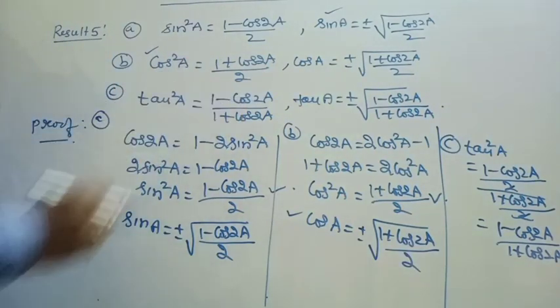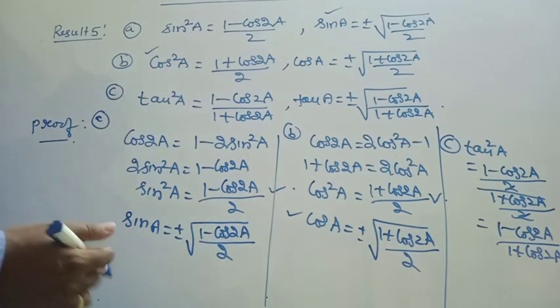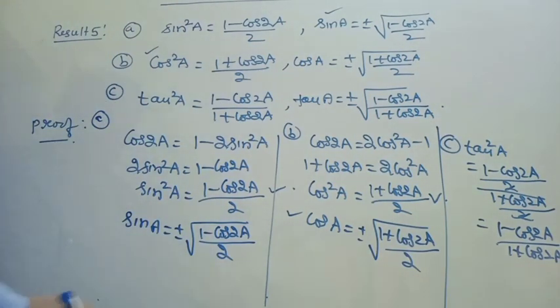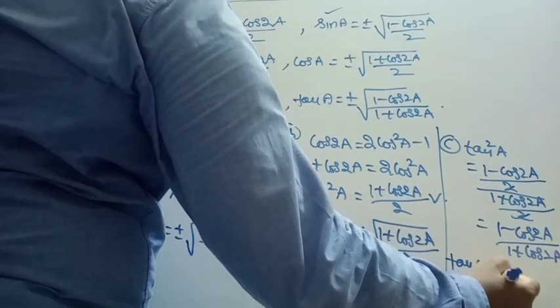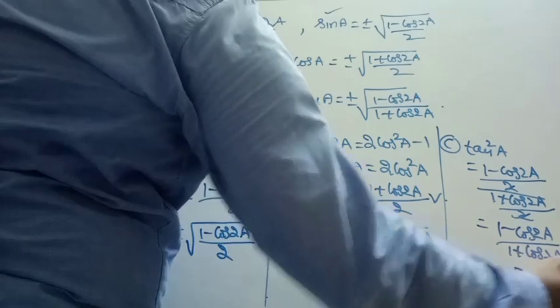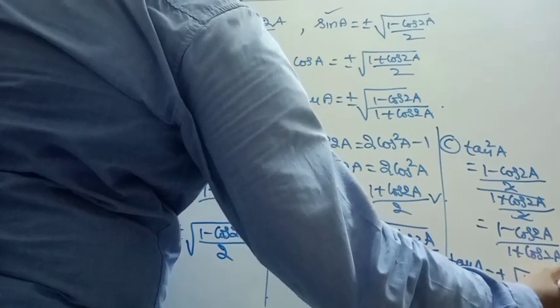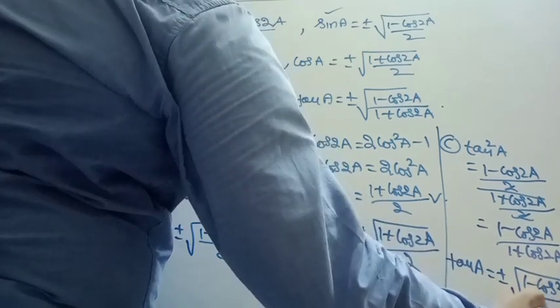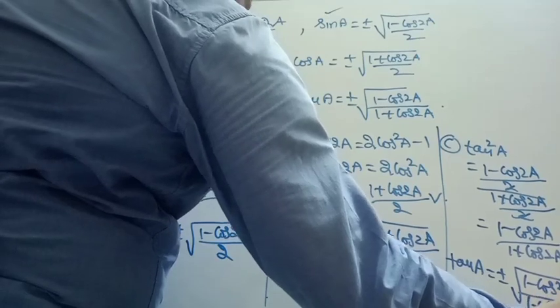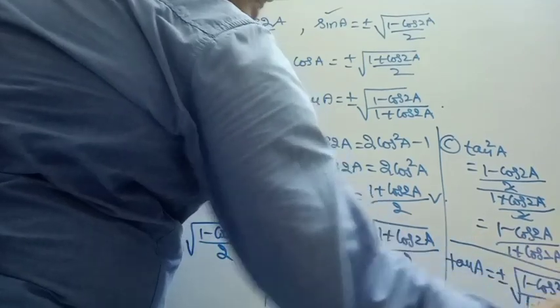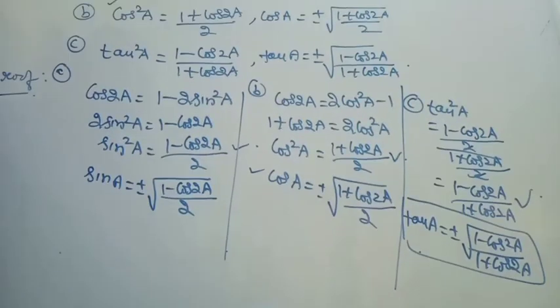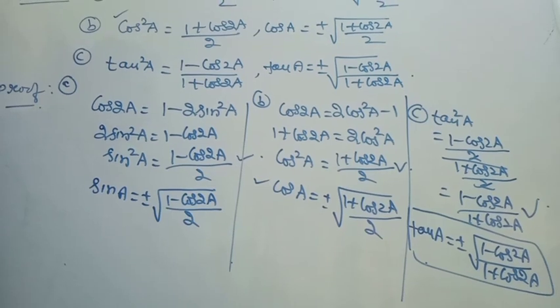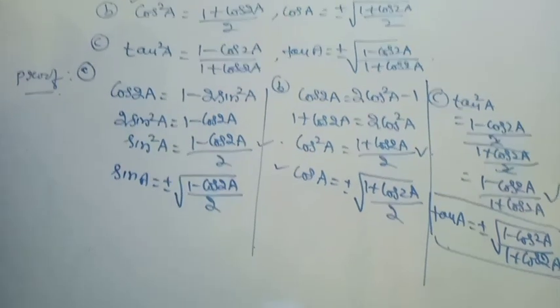Now see, tan square A equals this, right? Now, tan A is equal to plus or minus square root of (1 minus cos 2A) by (1 plus cos 2A), like this, right? You see, my dear students, that is what we are having nicely. You please observe, right?